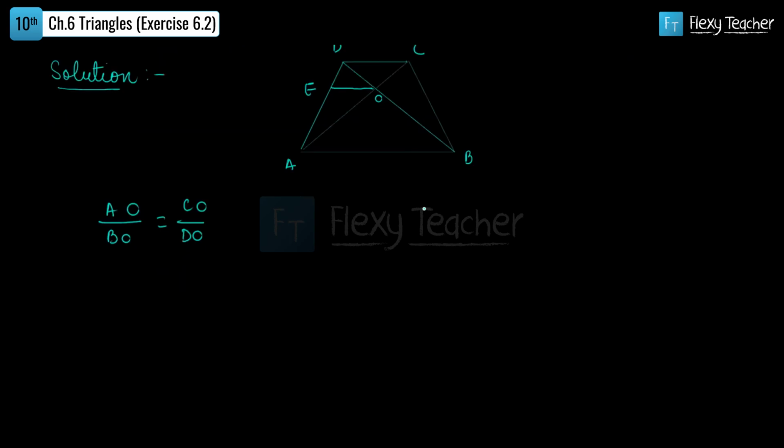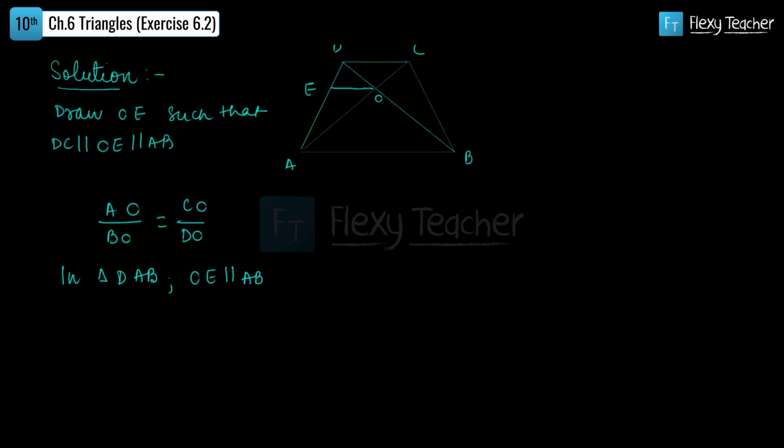Okay, so in triangle DAB, OE is parallel to AB. Okay, for the sake of clarity, let us write it over here. Draw OE such that DC is parallel to OE is parallel to AB. Okay, and E is some point on AD.